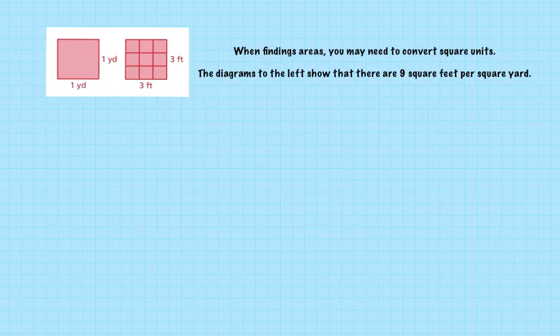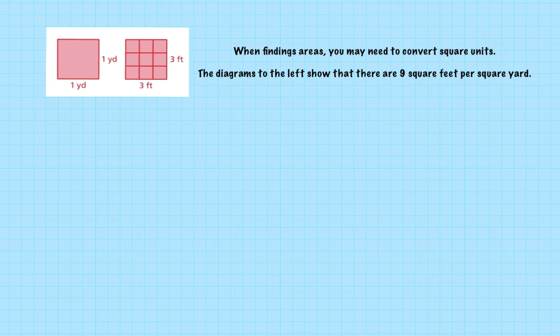When finding areas, you may need to convert square units. So the diagram to the left shows that there are 9 square feet per square yard. So think about, this is 1 yard and this is 1 yard. It's a square yard. 1 times 1 is 1 square yard. So this whole area is 1 square yard. However, when I convert it to feet, each of these little units is represented by feet. So that means there's 1, 2, 3 feet by 1, 2, 3 feet. Well, 3 times 3, to find the square units of this, would be 9 feet squared. So you'll see that there's 9 little squares in there.